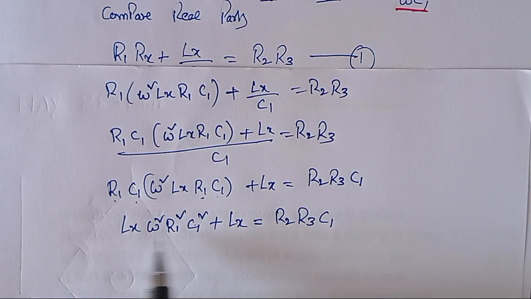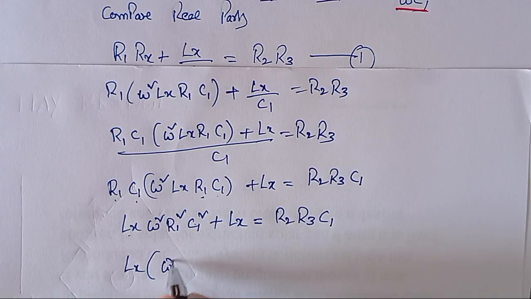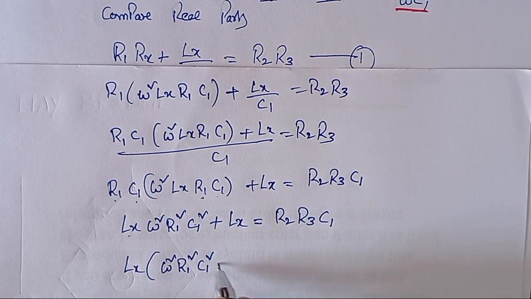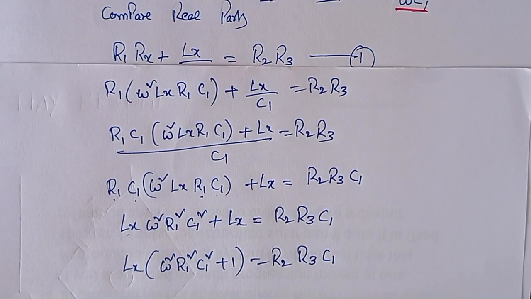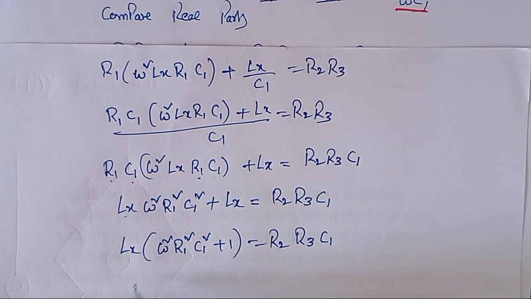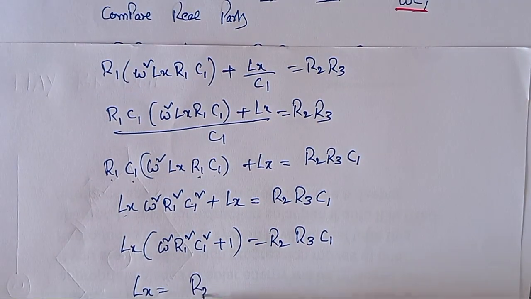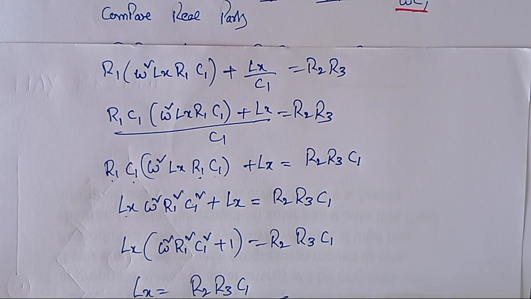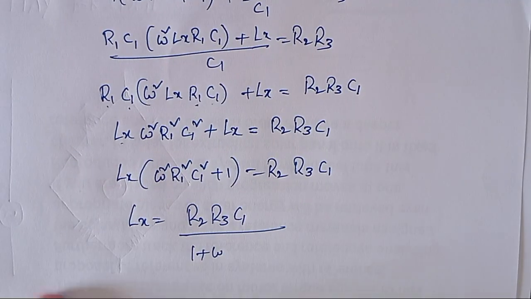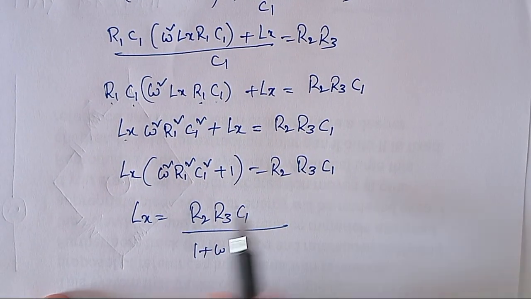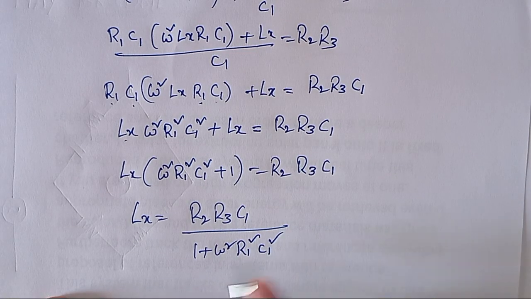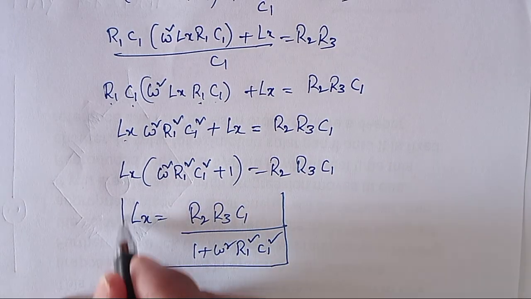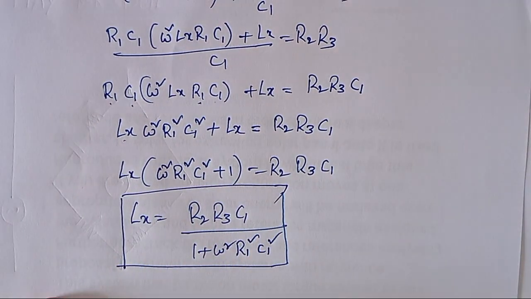And I'm taking Lx as a common term from these two. Lx into ω² R1² C1² plus 1 equals R2 R3 C1. Finally I'm writing Lx equals R2 R3 C1 by 1 plus ω² R1² C1². It is the expression for Lx.